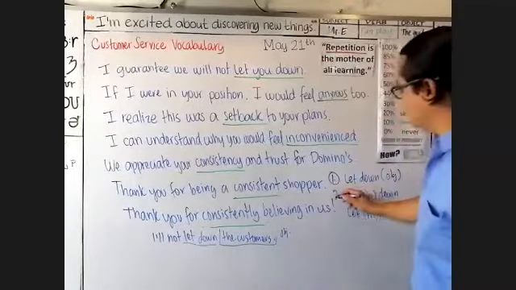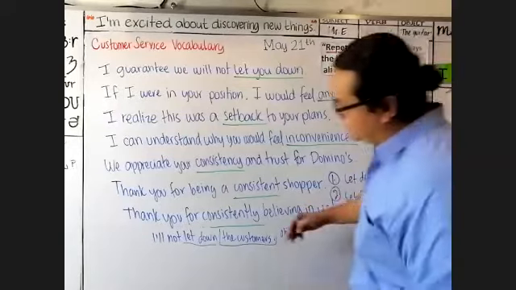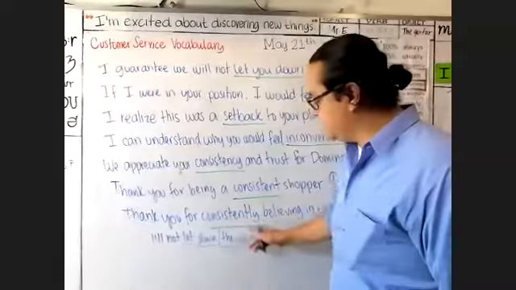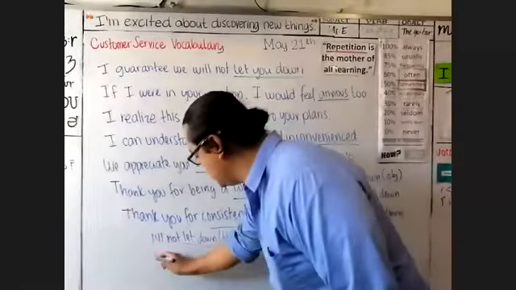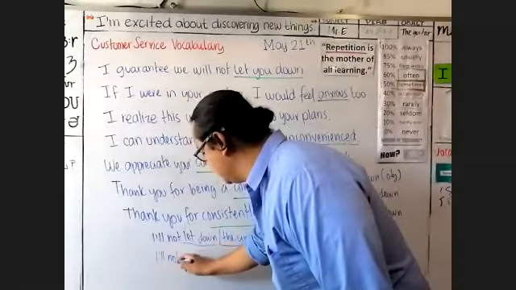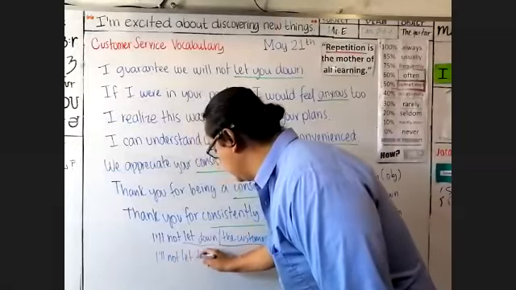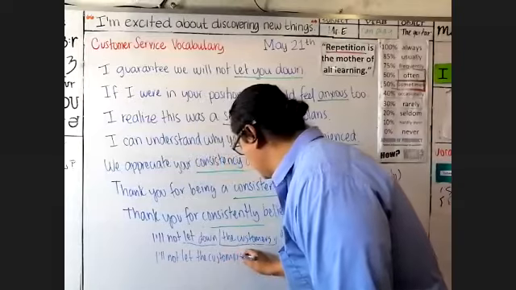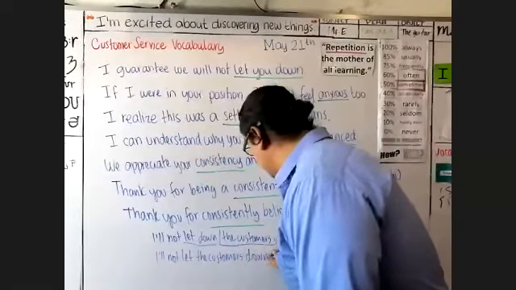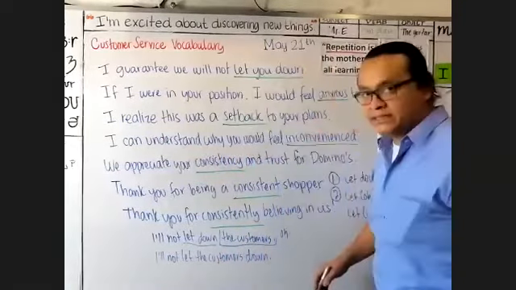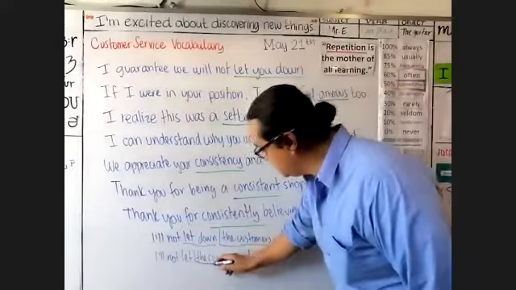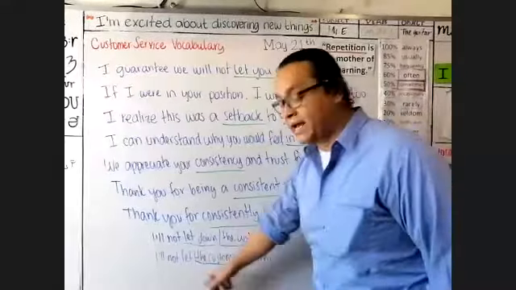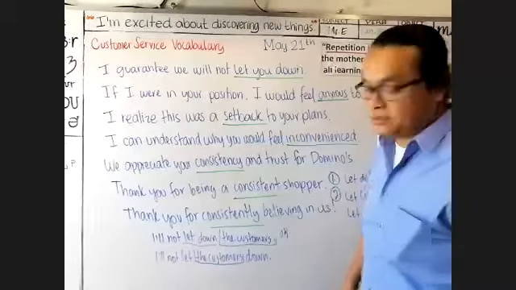Form number two is to put the object in between the verb and the preposition, which in this case is the customers. So I would say, I will not let the customers down. Okay? So in this example, we put the object, the customers, in between the verb let and the preposition down.